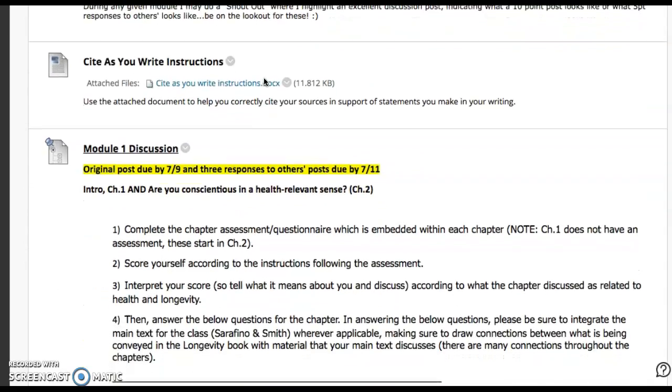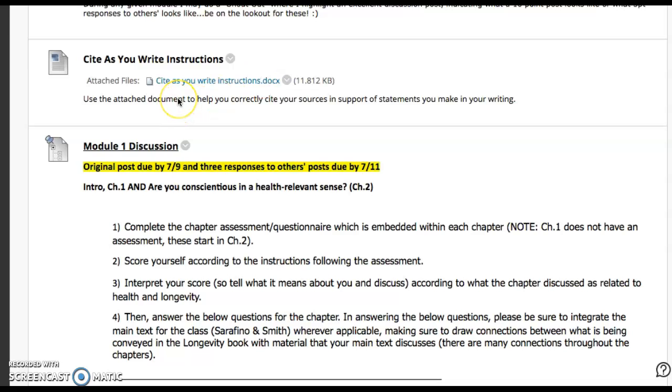Here are the cite as you write instructions. Again, those are in the Start Here menu too, but you should be citing your sources correctly in APA format. This is just a one-page document that gives you some samples of how to cite, particularly if you want to cite your textbook or the longevity book or a video that you watched. How would you do that in your writing? Every time you take an idea from a source, you have to cite it. And in psychology, we cite using APA format.